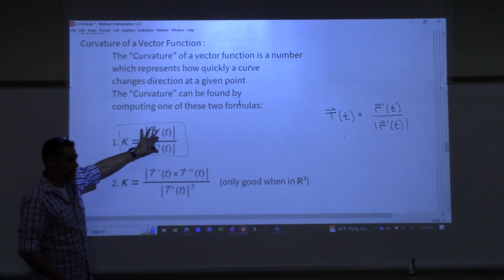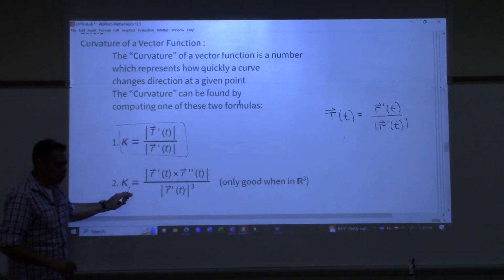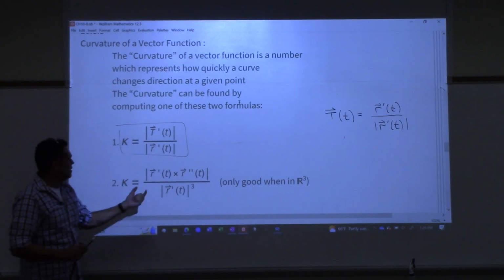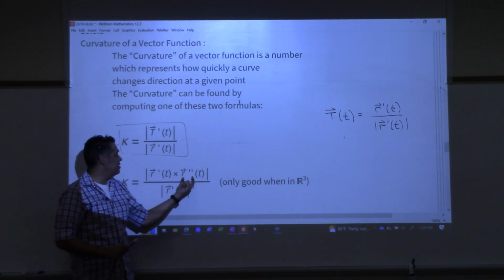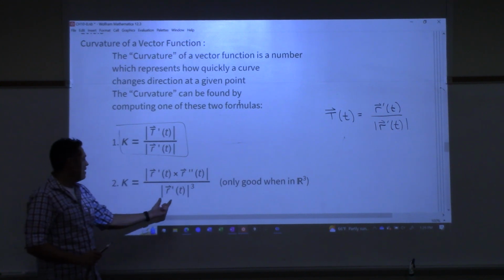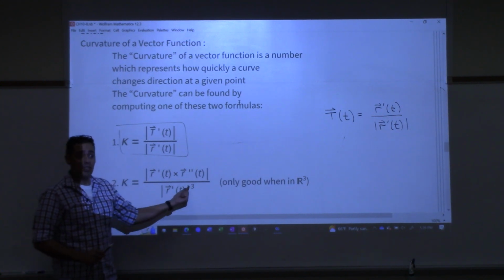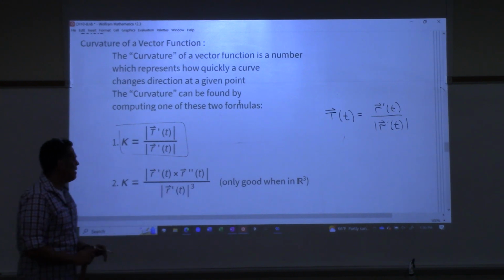That's the computation for this. The other alternative is to do this one, which just says take the first derivative of r, do the cross product with the second derivative of r, take the magnitude of that vector, and then divide that by the magnitude of the derivative cubed.